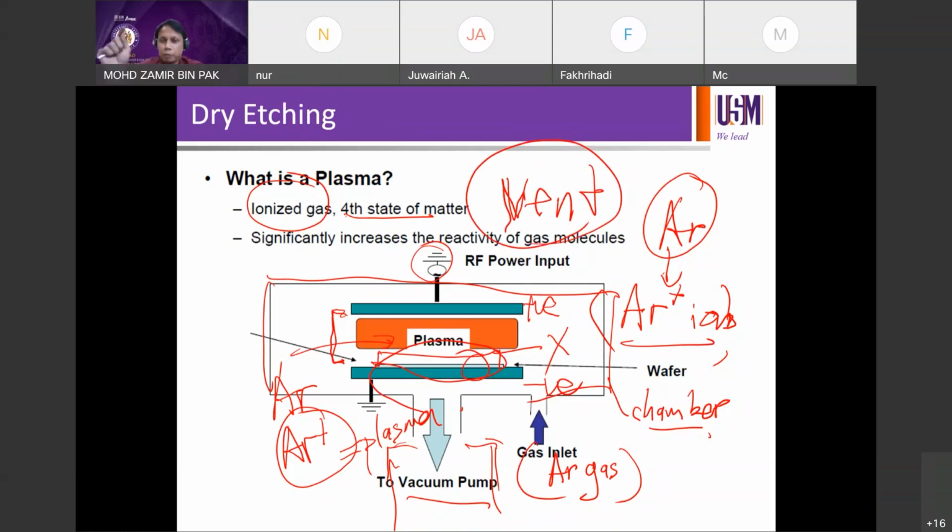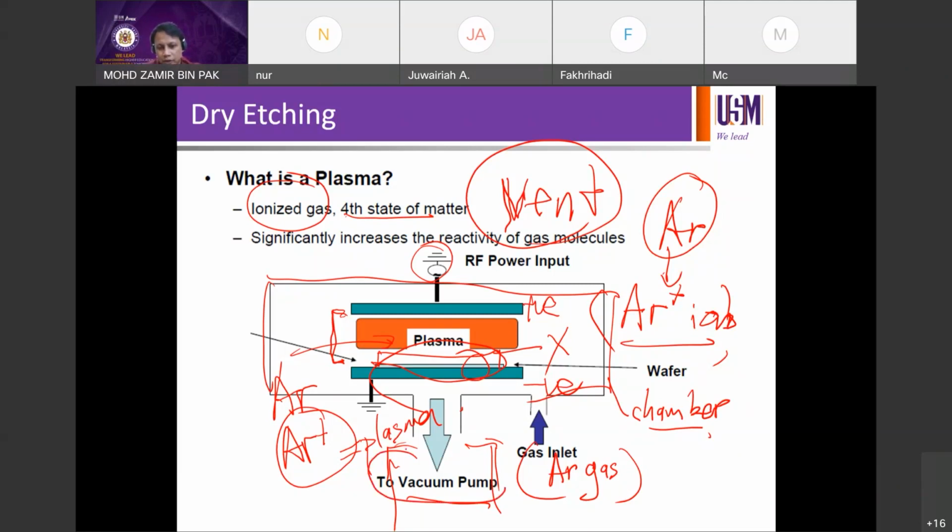Bila you start the process, before you generate the plasma, you have to evacuate the chamber again. You masuk sample, tutup pintu. Then the current pressure in the chamber is still equal to the atmospheric pressure. So plasma cannot be generated because there is too much air inside. So what you have to do is evacuate the chamber. Evacuate tu maksudnya create vacuum lah.